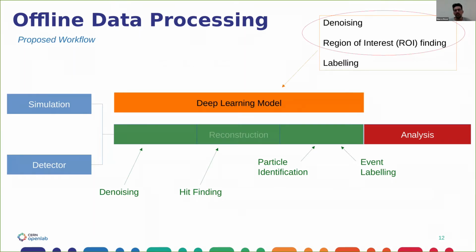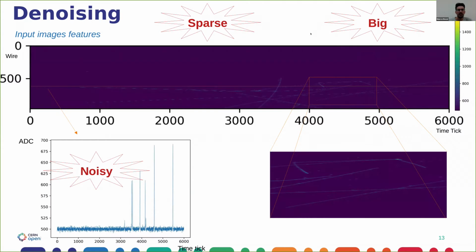The goal of my research is to replace the traditional reconstruction algorithms with deep learning models. And in this presentation, I'm going to focus just on the first two parts here, the denoising and the region of interest selection, that is equivalent of hit finding. Again, let me present the kind of data we have to deal with.